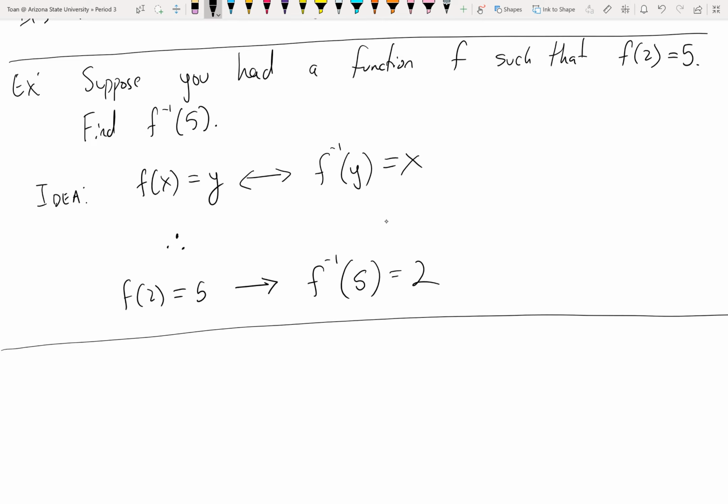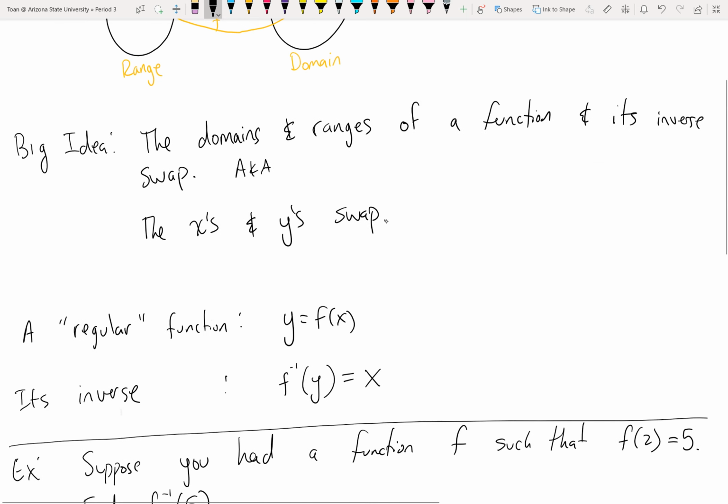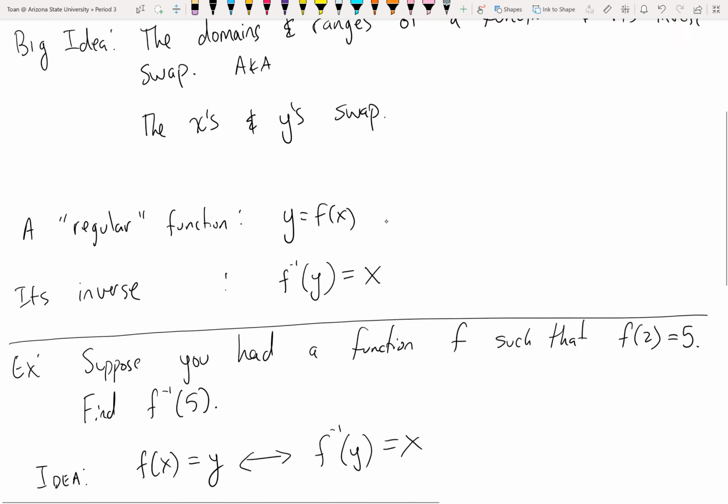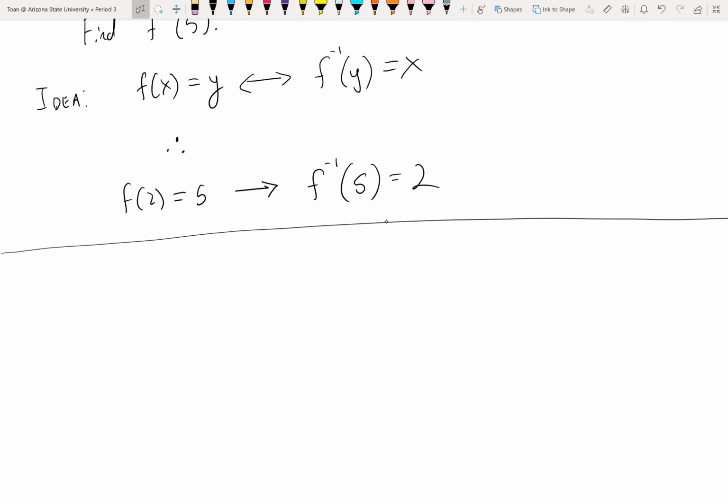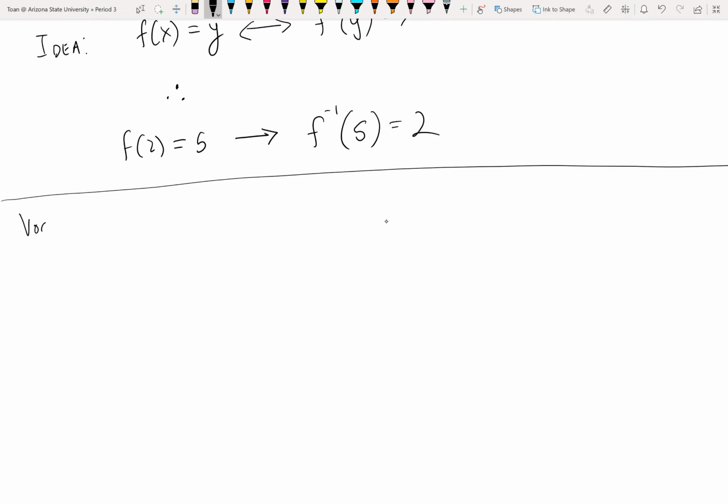So I did say that everything you need to know about inverses is the first big idea, the x's and y's swap. What are some other things that I may ask you to do? I may ask you to verify whether or not an inverse exists. Before we do that, let's just do some quick vocab here. In the world of functions, there's this thing called one-to-oneness. Right? So the definition is, a function is one-to-one, that's the vocab word, if and only if it has an inverse.